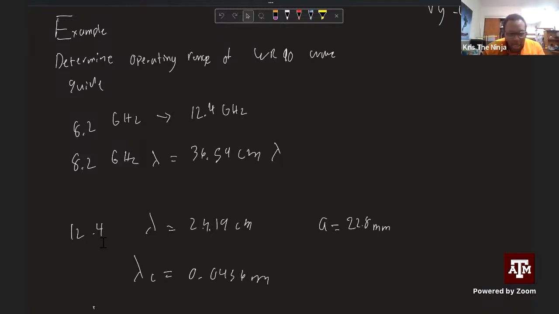Anyway, how to find the upper limit of operating frequency of a waveguide. Google told me the operating frequency is 125% to 190% of the cutoff frequency.